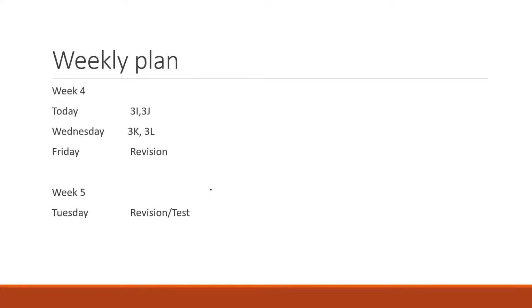Before we get to that, I really quickly want to start with the plan for this week. I'm intending to try and get 3I and J done today. We've got a fair bit of stuff to get through this morning, so we're going to see how we go, but that's my intended plan. I want to try and look at 3K and 3L on Wednesday. And then on Friday, we're going to be doing revisions.